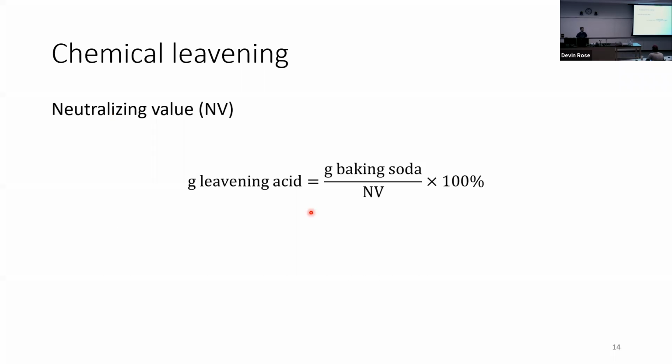So we have this thing called neutralizing value. And what that is, it's a number that when you take how much baking soda you have and divide by the neutralizing value, it will tell you how much acid you need to add to your product.